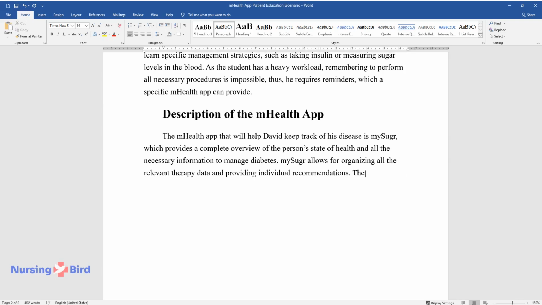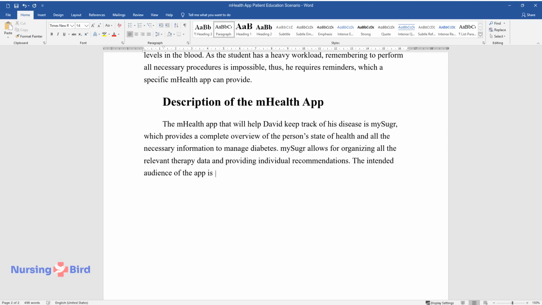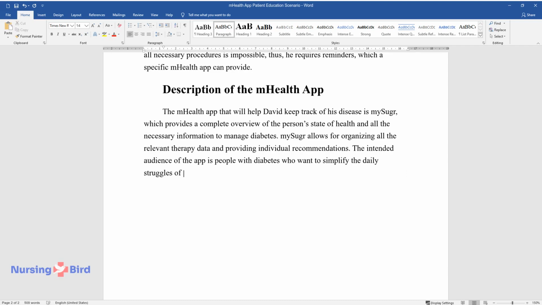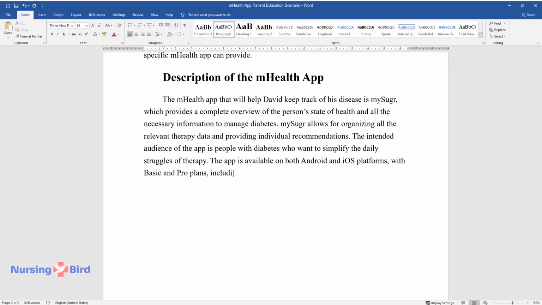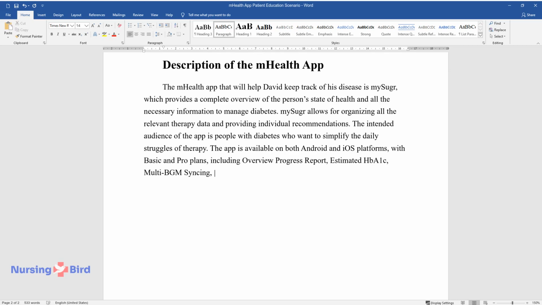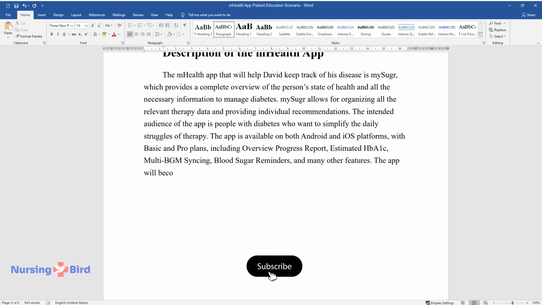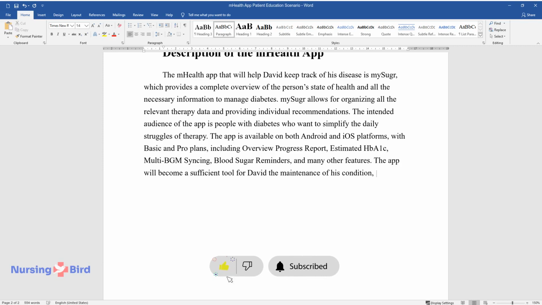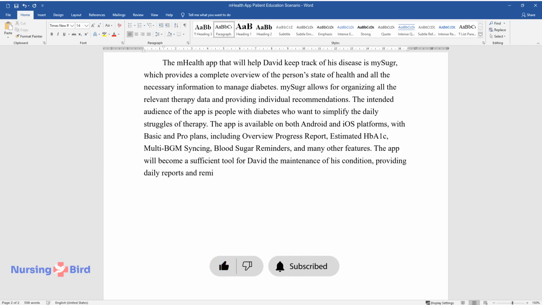The intended audience of the app is people with diabetes who want to simplify the daily struggles of therapy. The app is available on both Android and iOS platforms, with basic and pro plans, including overview progress report, estimated HbA1c, multi-BGM syncing, blood sugar reminders, and many other features. The app will become a sufficient tool for David for the maintenance of his condition, providing daily reports and reminders for him.